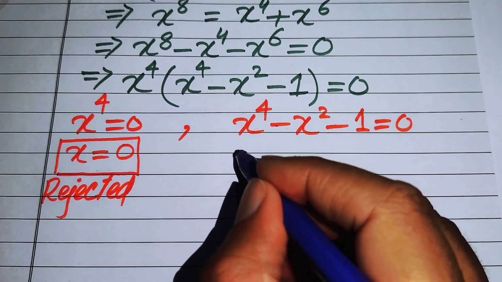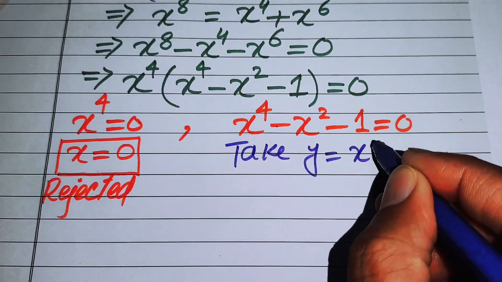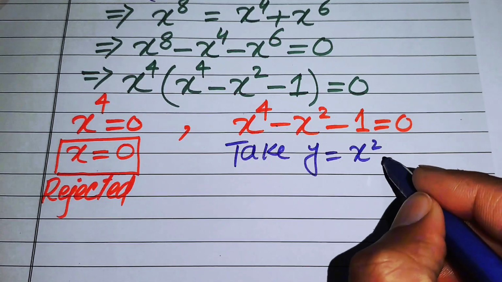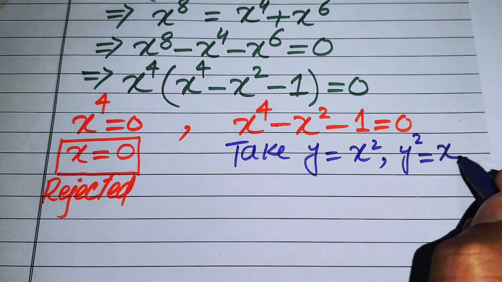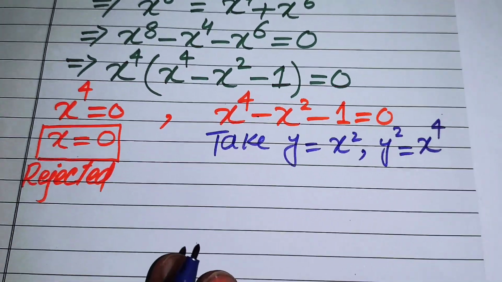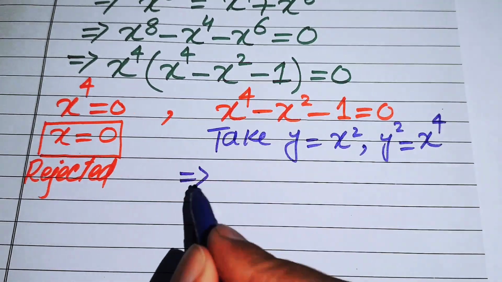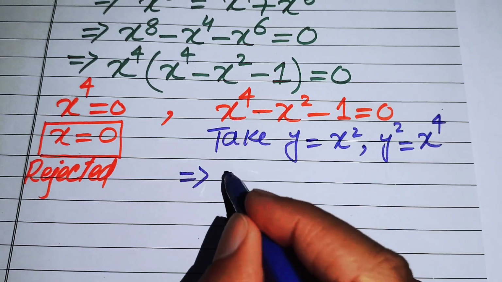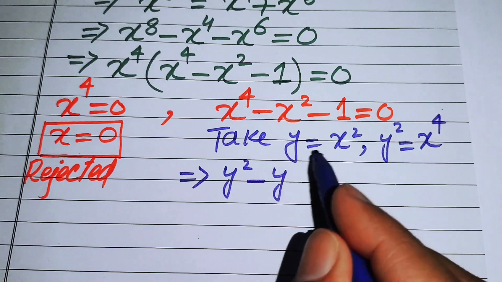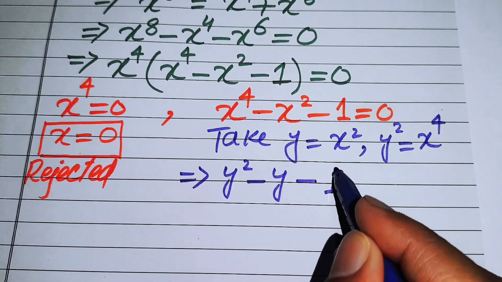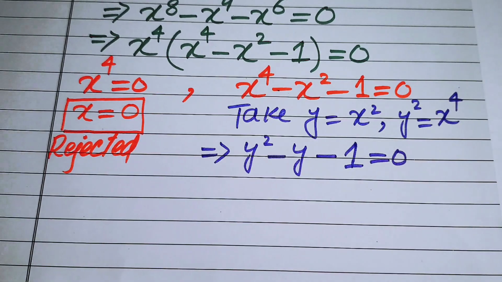So here I can just take y equals x squared, and here you see that when you take the square on both of the sides, then you get y squared equals x to the power of 4. So now we can back substitute these two values in this expression, and we put x to the power of 4 equals y squared, and we put y squared minus x squared equals y, minus 1, and this whole equation equals 0.